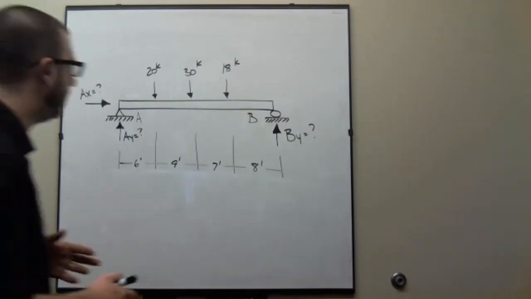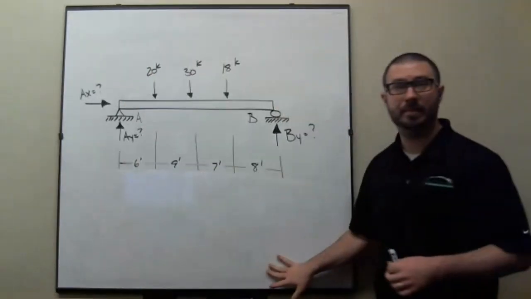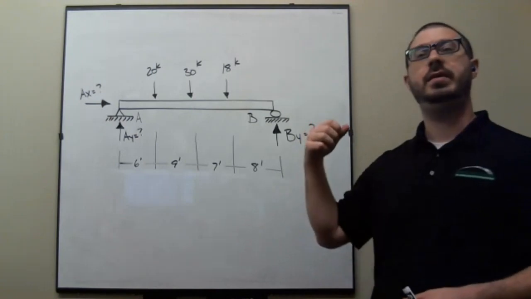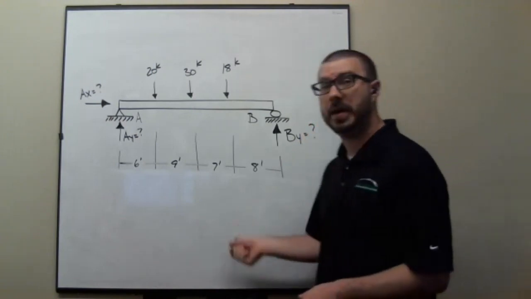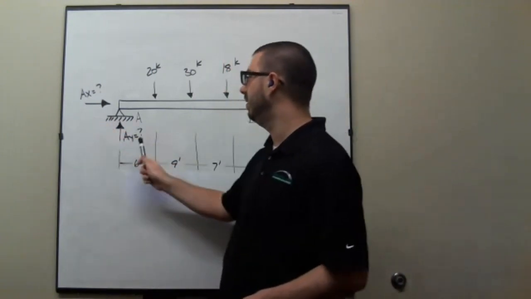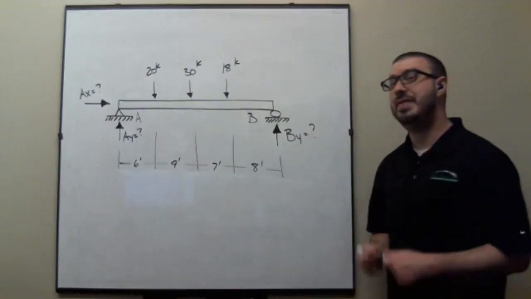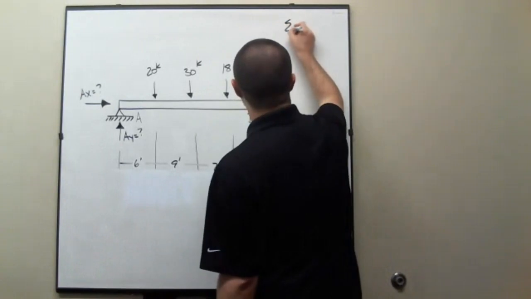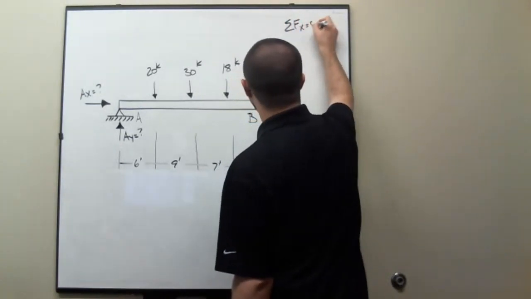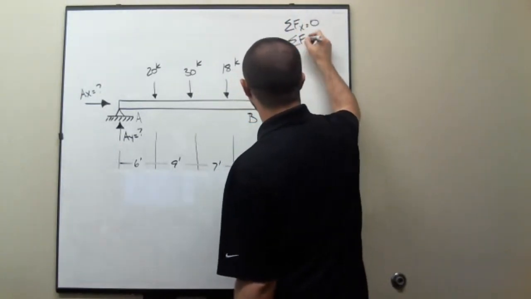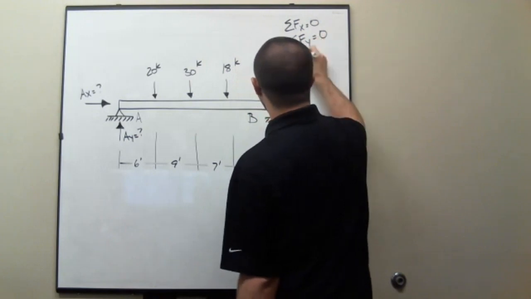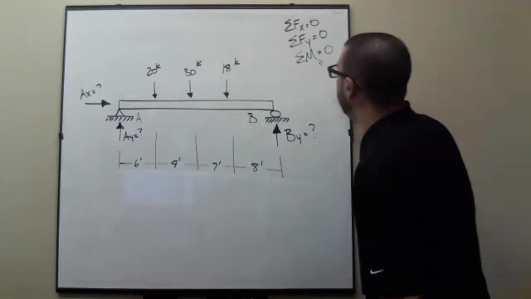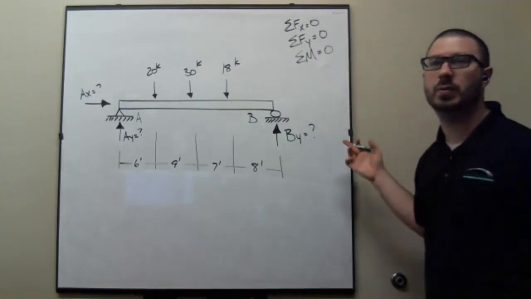Okay. And so right off the bat, I think you should recognize what we've got going on in terms of our static equilibrium. Because remember, this is a 2D problem. Whenever there's 2D problems, we have three equations and three unknowns, right? And so our three unknowns are this, this, and this. And then our three known equations are going to be the sum of the forces in the x direction equals zero, the sum of the forces in the y direction equals zero, and then the sum of the moments are going to be zero.